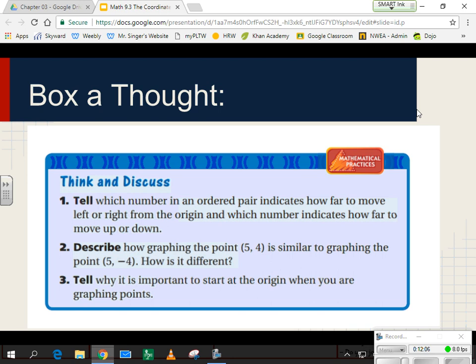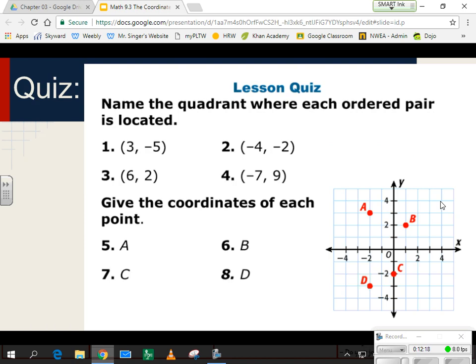All right. Now, here's your box of thought. There's 3 of them. I want you to pick one of them and just do a good job on one of the questions before moving on. So you can do either 1, 2, or 3. And here's your quiz. Good luck on these 8.